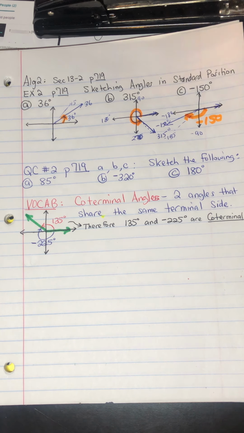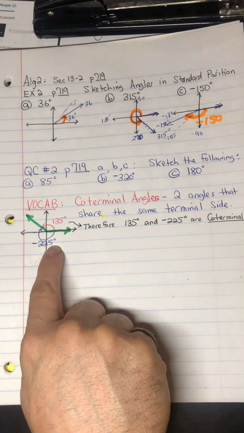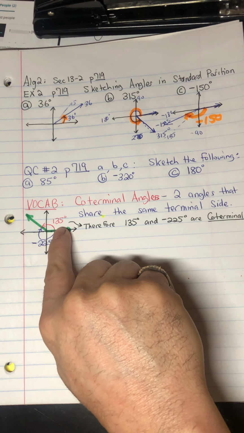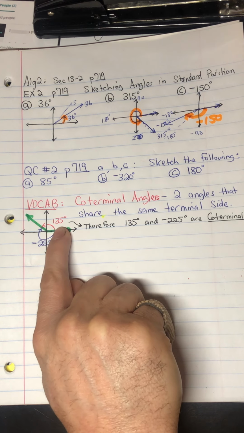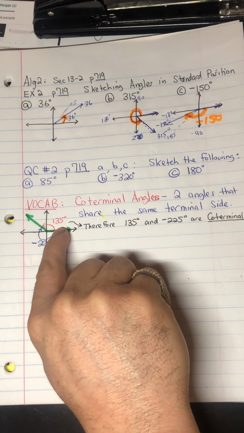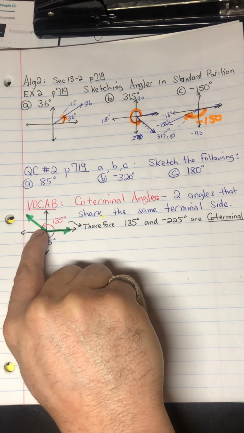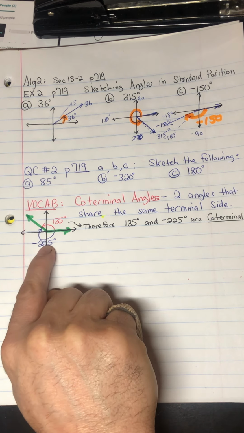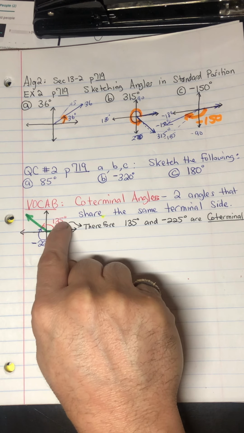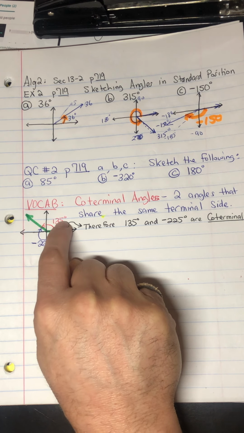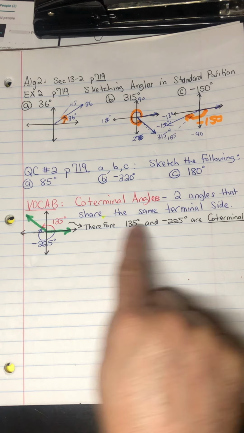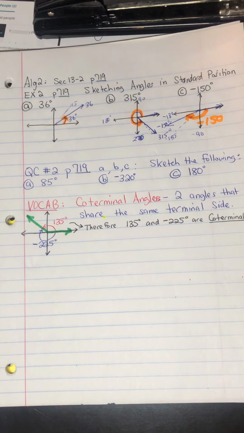Another angle that has the same exact terminal side is negative 225 degrees. If I start at the initial side, the positive x-axis, and I go to the right, which makes it negative, that's 90, 180, and 45 more is negative 225. 135 degrees positive and negative 225 degrees are called coterminal angles because they share the exact terminal side.